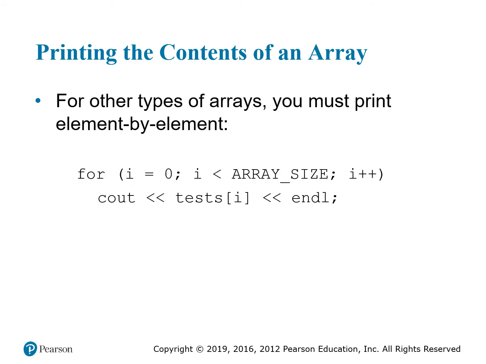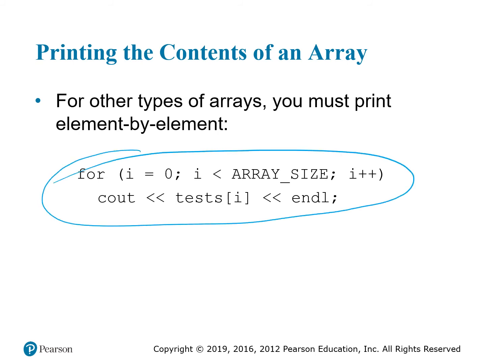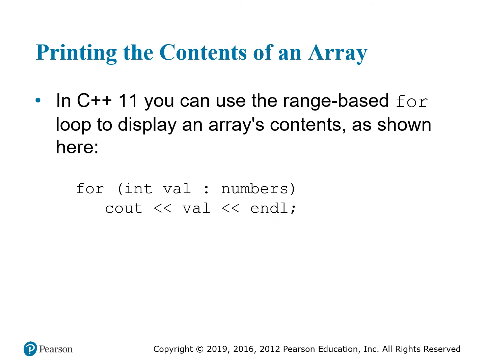If you were to try to do it with an array of int or an array of double, C++ would just laugh at you and tell you that you have to do it the for loop way. In C++11 or later, you can use the range-based for loop to display an array's contents. This is by far the easiest way to print an array: for int val colon numbers, cout val.